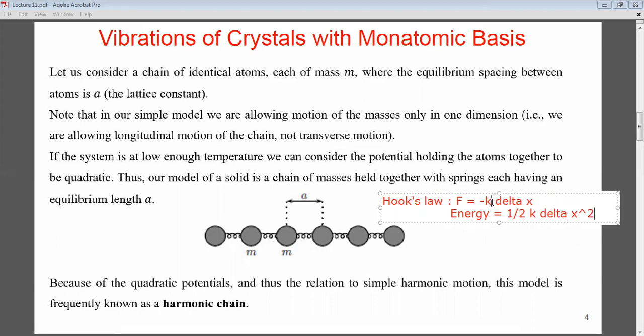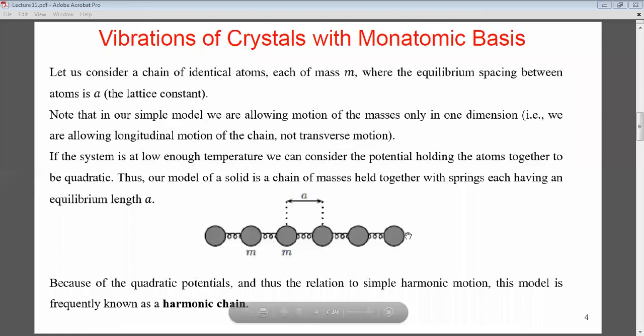Here we will not call K the spring constant, we will call it C. So the force that makes this atom move to this side or brings it back is C times delta X. This we will not call delta X, we will call it something else. Just for your information. So let's erase this. Because of the quadratic potential, and thus the relation to simple harmonic motion, if you remember, this will be like simple harmonic motion.